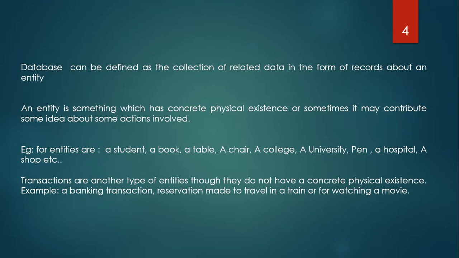And sometimes an entity can be of another type also. So the first type of entity is the entity having concrete physical existence, and for that the examples are a student, a book, a table, a chair, and so on. A hospital is an entity, a shop is an entity. All those have concrete physical existence that we can feel, touch and see.